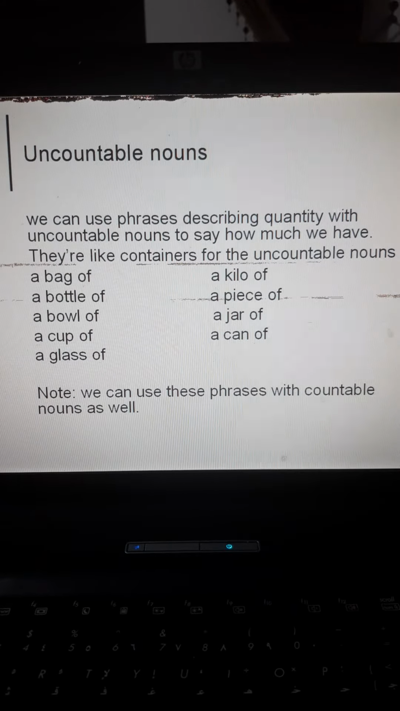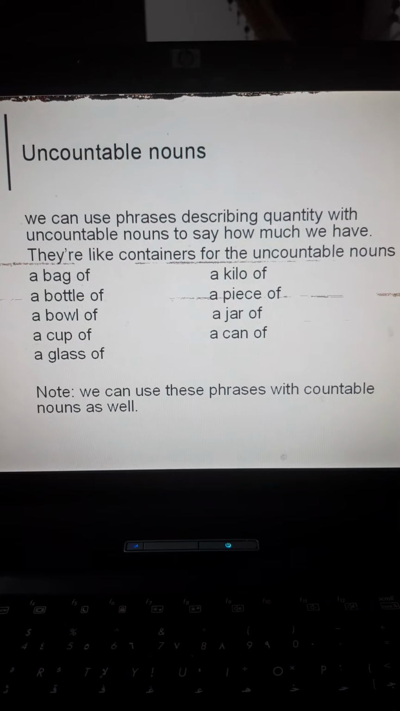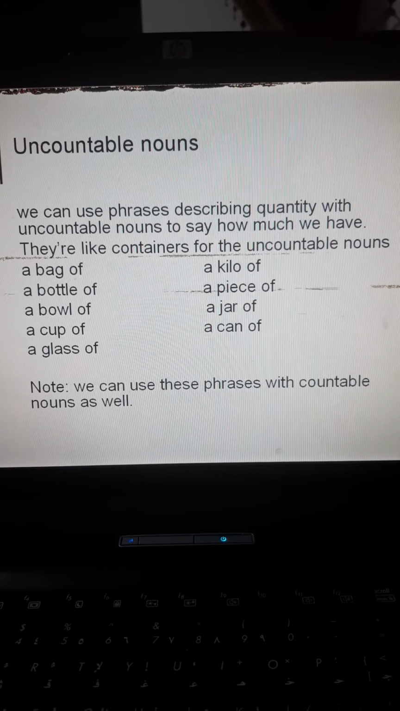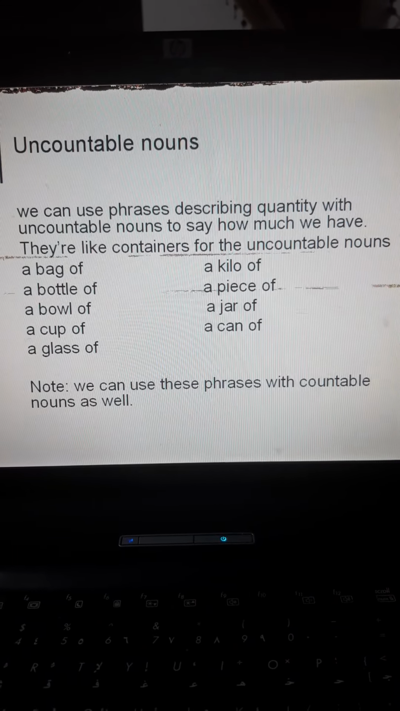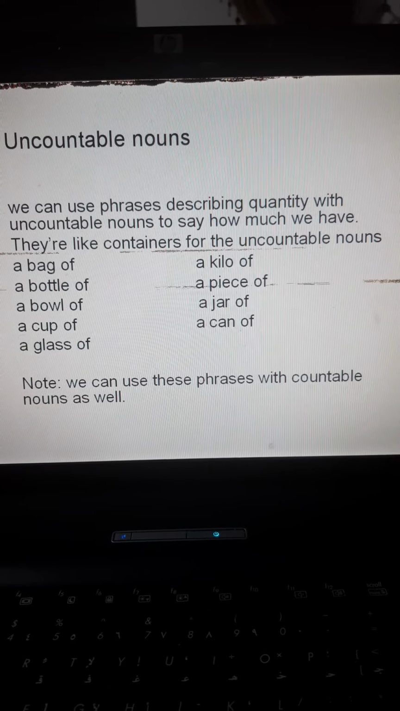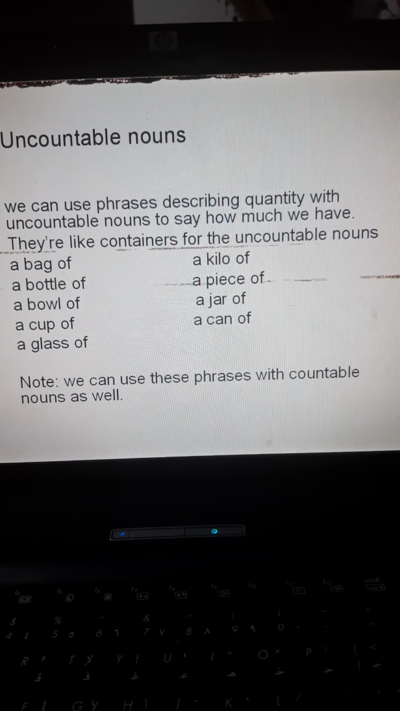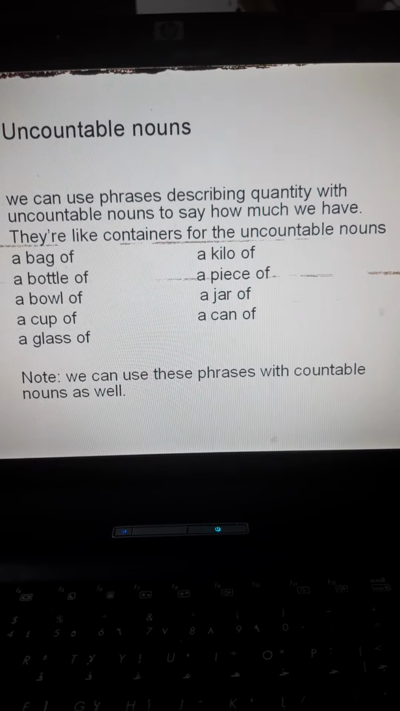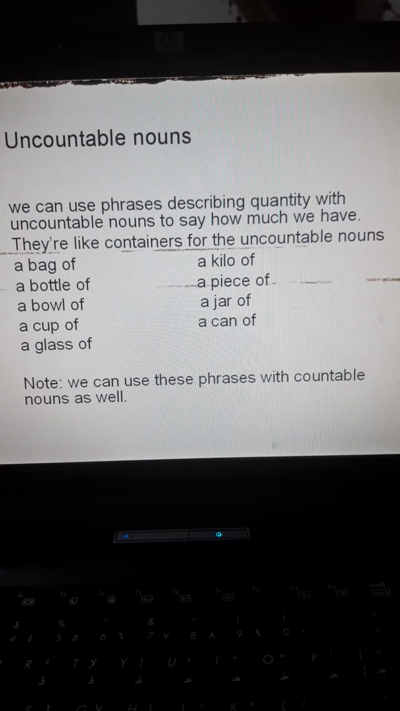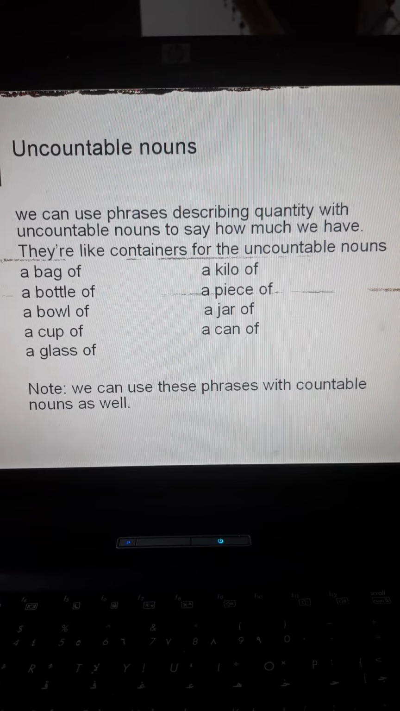Now, here we have some phrases like a bag of, a bottle of, a bowl of, a cup of, a glass of, a kilo of, a piece of, a jar of, a can of. These phrases, we can use them as containers for the uncountable nouns.